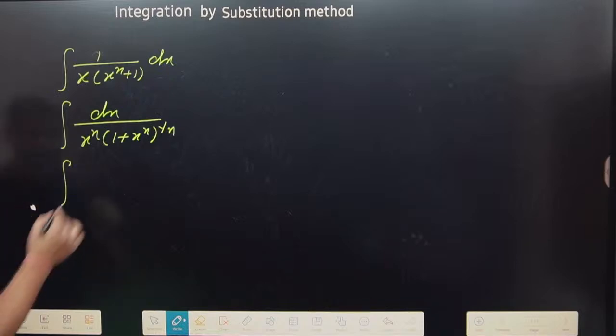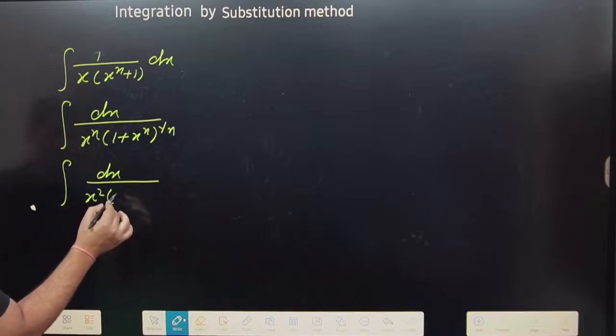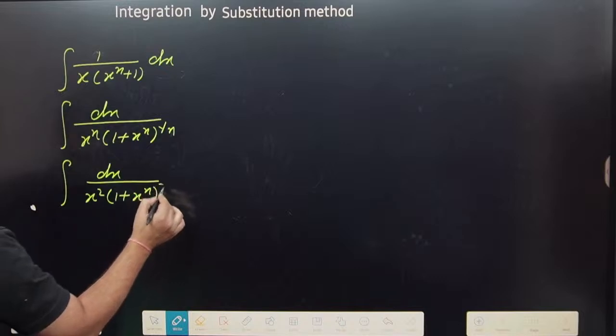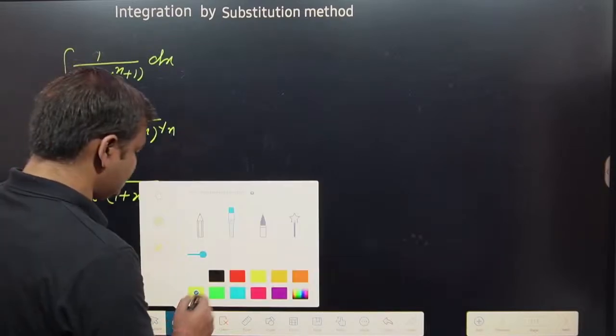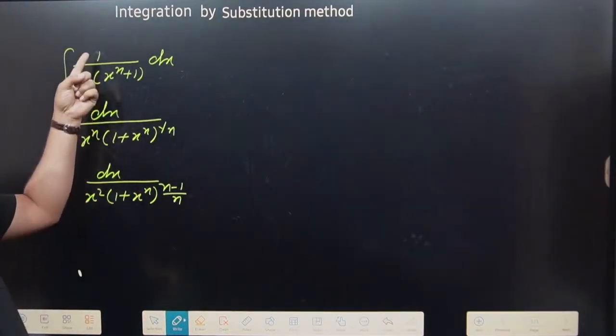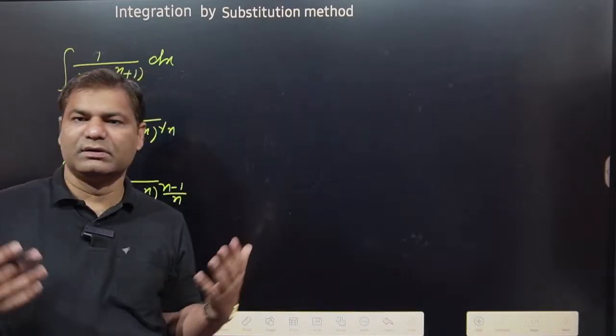Or another question: x square into (1 plus x to power n) to whole power (n minus 1) upon n. If this type of question is available, then always take x to power n as common. If this type of question asks how to solve, simply 1 by x into (x to power 4 plus 1) into dx.